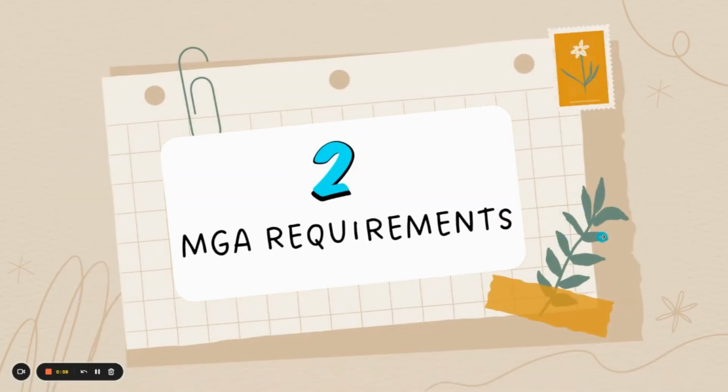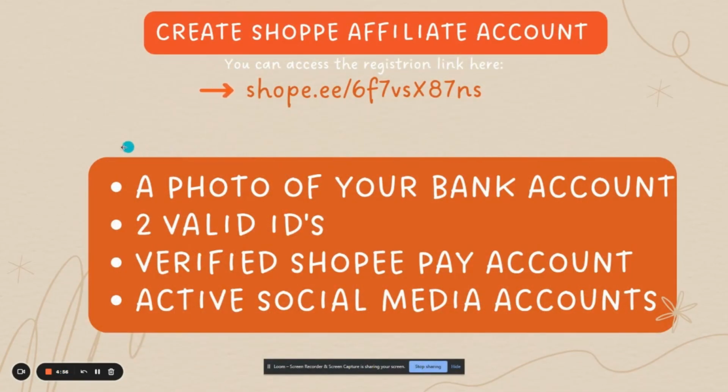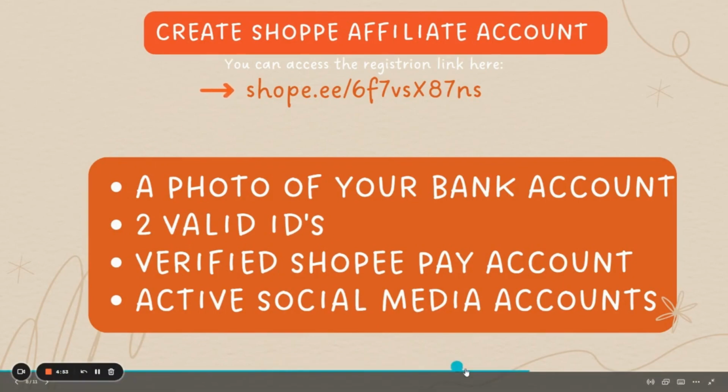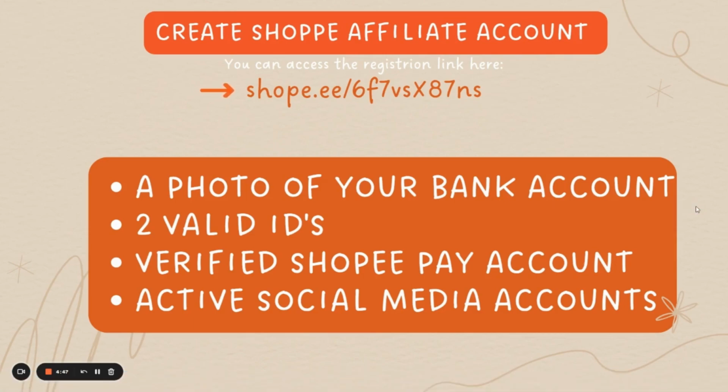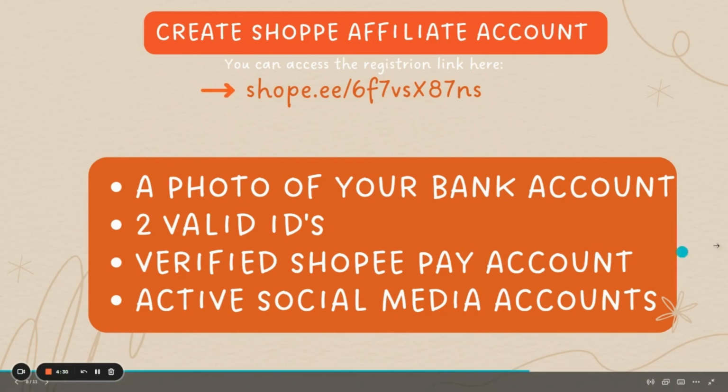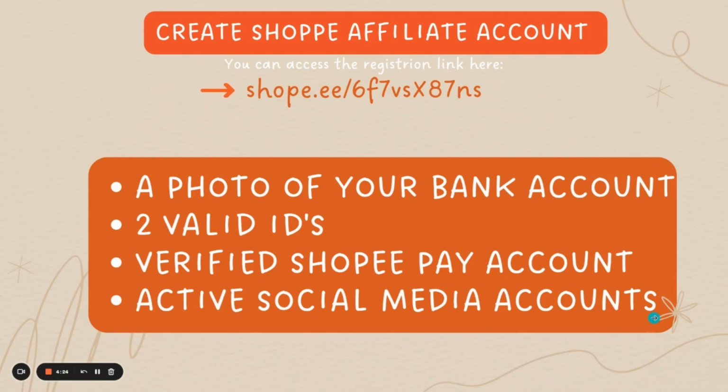Then, number 2, the requirements you need after the registration. This is after you sign up the account. You need a photo of your bank account, since you need Shopee Pay for this one. If ever you have commission, the amount you get will be sent to your Shopee Pay account. And then 2 valid IDs, and a verified Shopee Pay account. You need to verify that one. And then active social media accounts. That's the only thing you need, and also your time and effort.